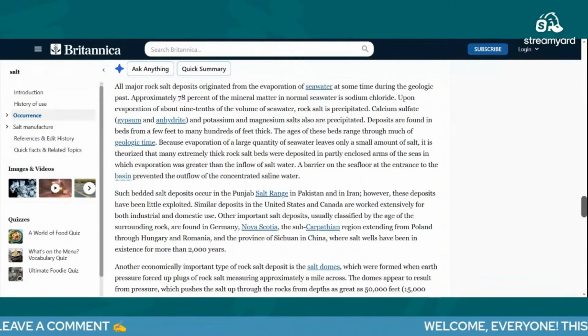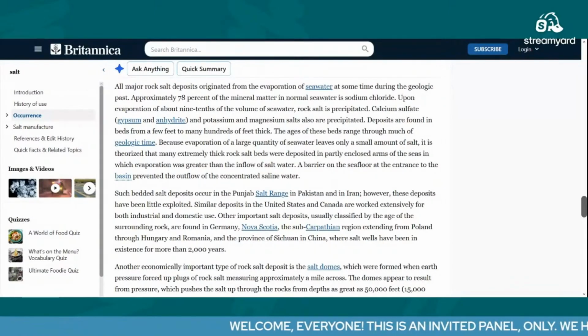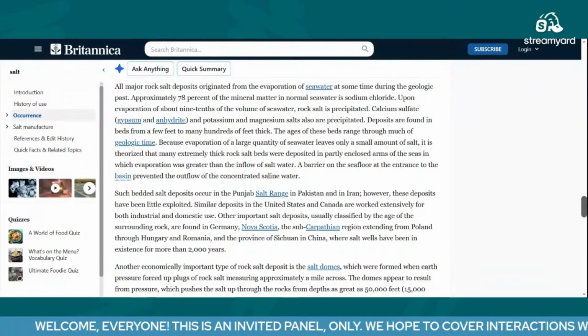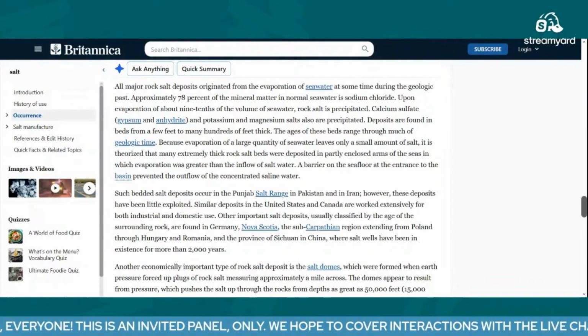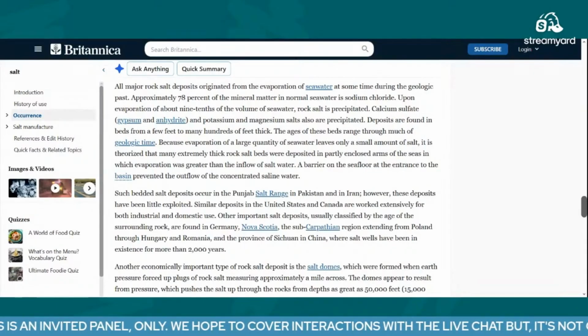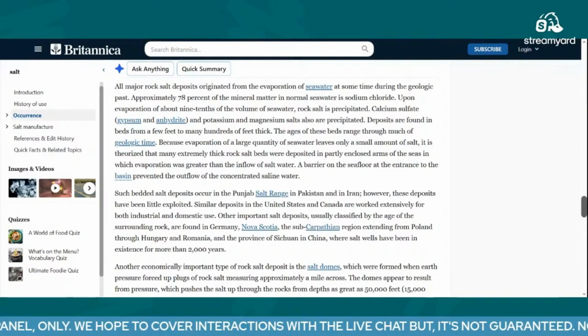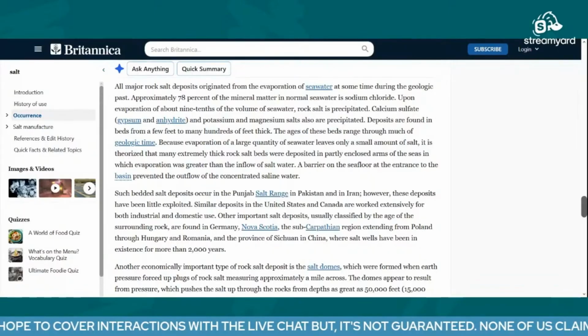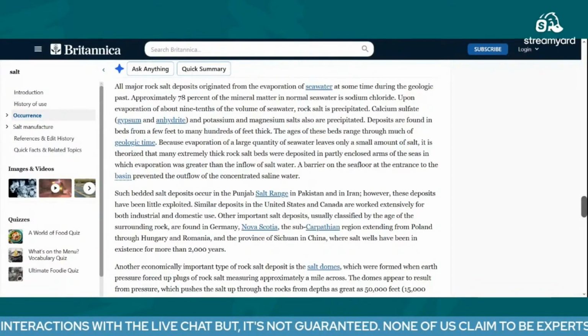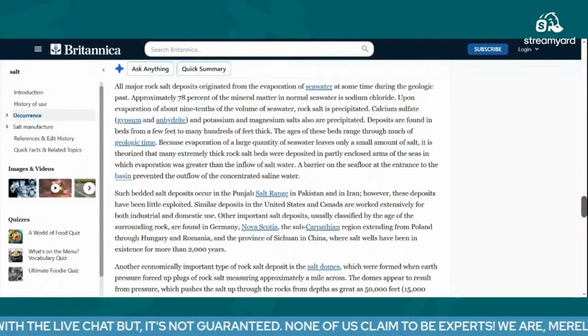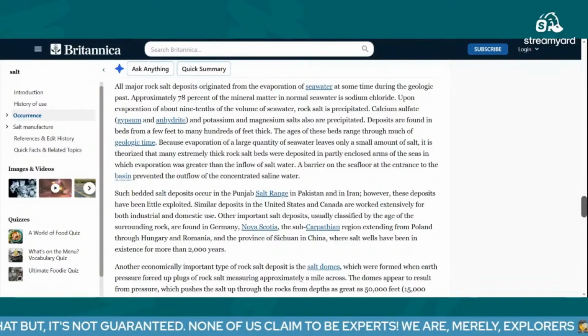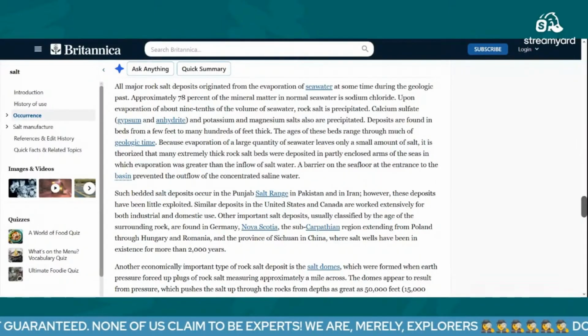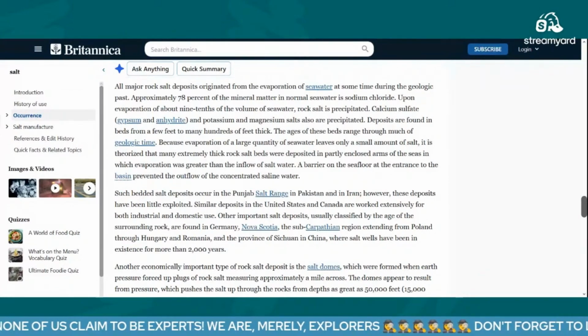Because evaporation of a large quantity of seawater leaves only a small amount of salt, it is theorized that many extremely thick rock salt beds were deposited in partly enclosed arms of the seas in which evaporation was greater than the inflow of salt water. A barrier on the sea floor at the entrance to the basin prevented the outflow of the concentrated saline water.